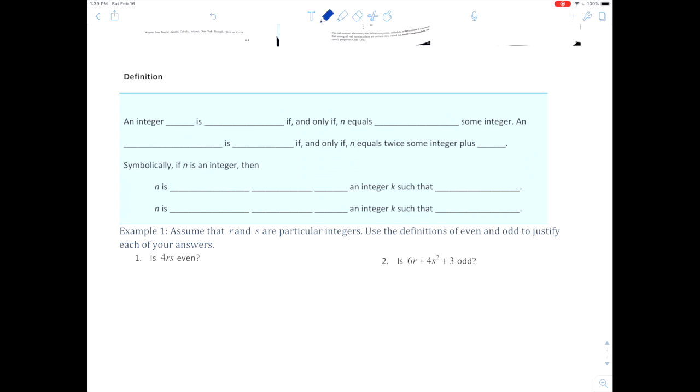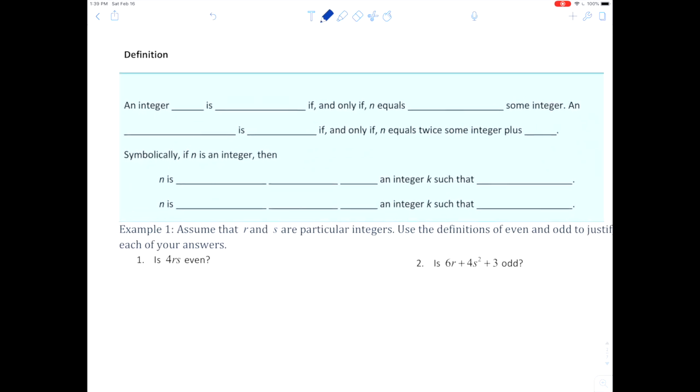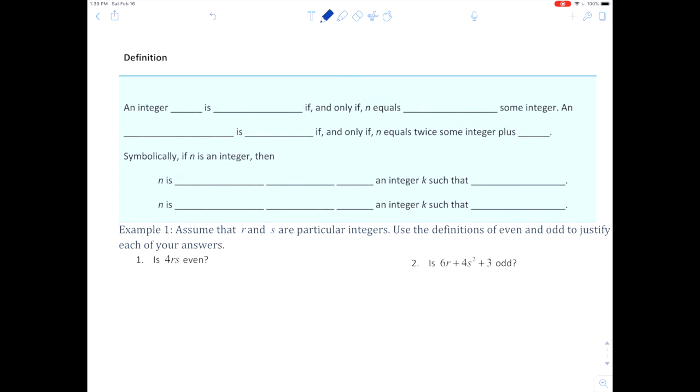This next definition gives us the definition about even and odd integers. So some integer n is even if and only if n equals twice some integer. An integer is odd if and only if n equals twice some integer plus 1.